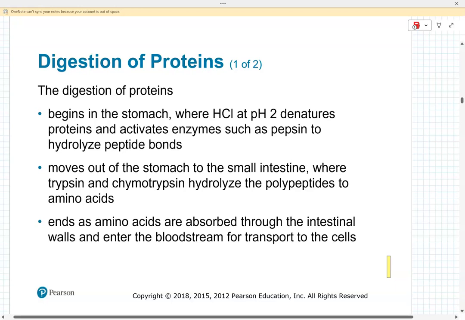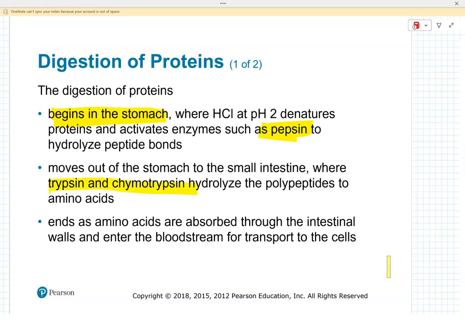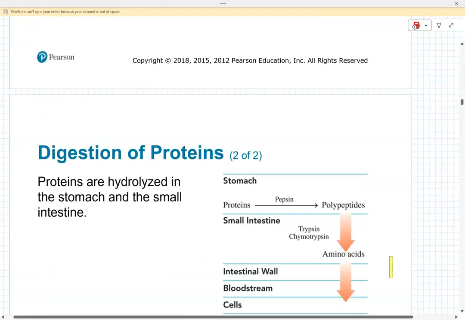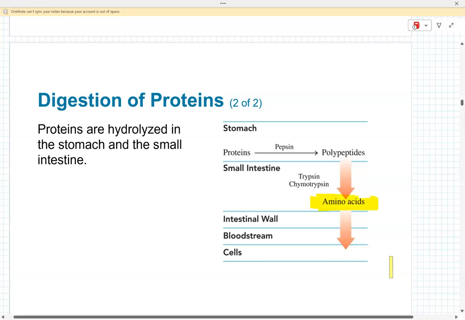So now proteins, pretty straightforward. You start breaking them down in the stomach. That is true. And proteins are denatured, and there's an enzyme called pepsin that breaks down peptide bonds. And then from the stomach, those bits of proteins go to the small intestine, where a bunch of other enzymes, including trypsin and chymotrypsin, break down polypeptides to amino acids. Amino acids are absorbed into the bloodstream and end up in the cells.